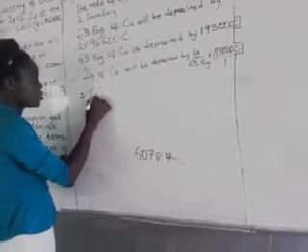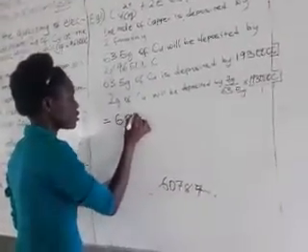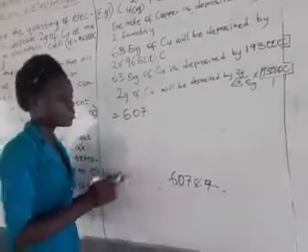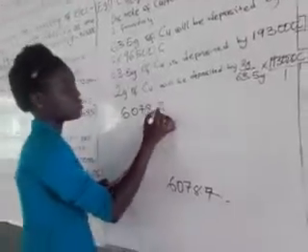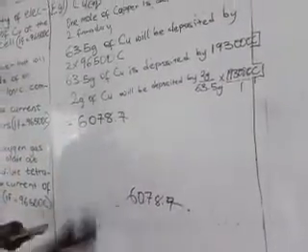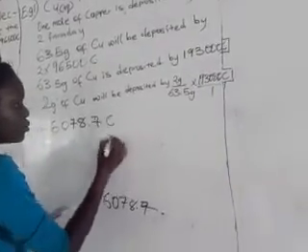Which is equal to 6,078.7 coulombs. Okay, that's very good. Now, let's move to example 2.